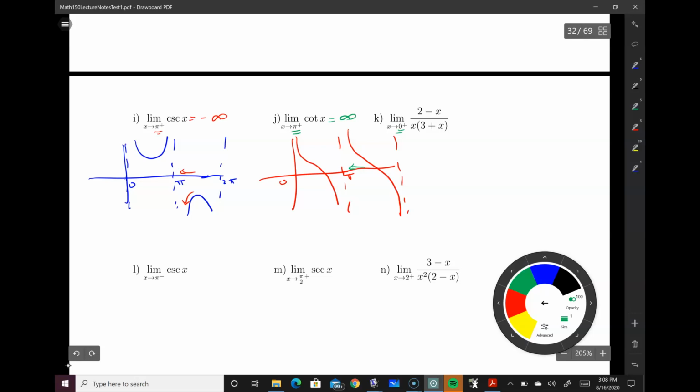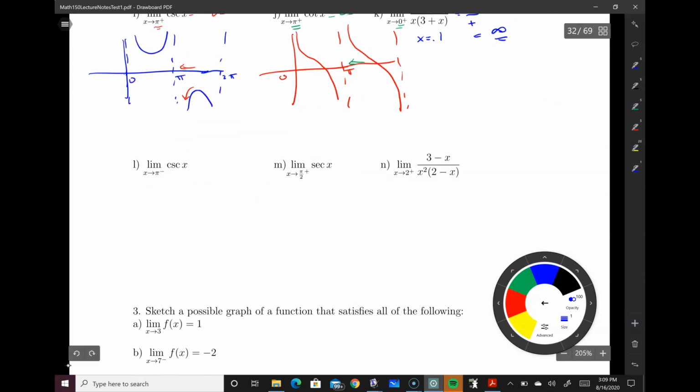Looking at this, I know this is not a basic graph. I do know that x equals 0 is a vertical asymptote because it makes the denominator 0 and the numerator not 0. That's a key thing: the numerator can't be 0. So if I'm going towards 0 from the positive side, since it's a vertical asymptote, you know infinity is your answer. You're just trying to find out the sign. So I'm going to choose a number like 0.1. If I plug in 0.1 in the numerator, I get a positive number. If I put 0.1 in the denominator, I get a positive number. So this is positive infinity.